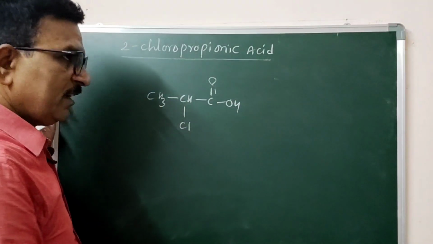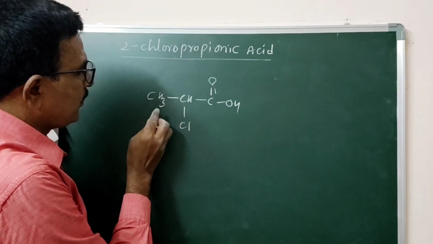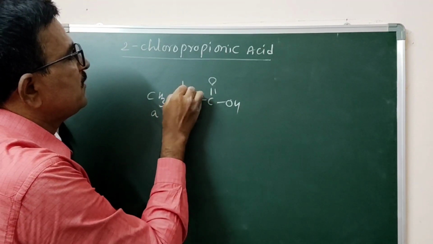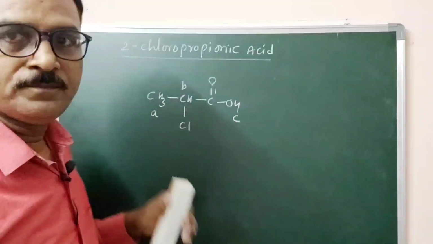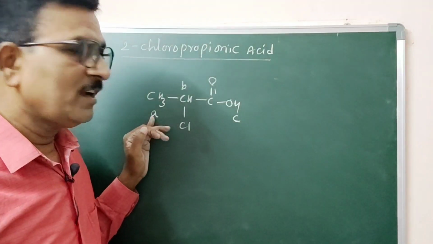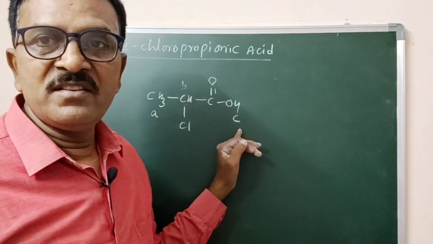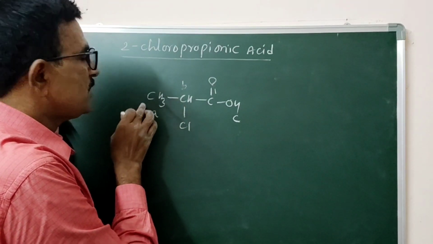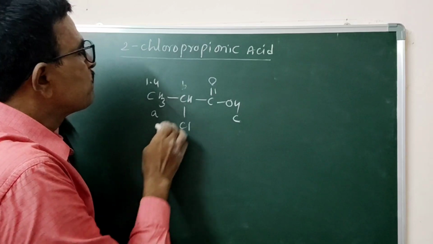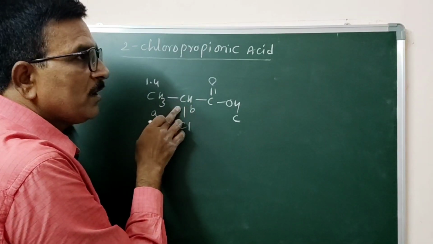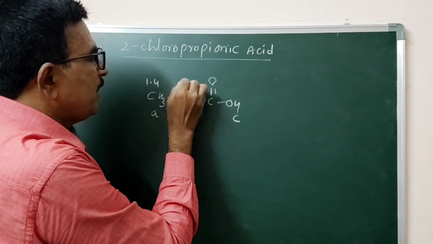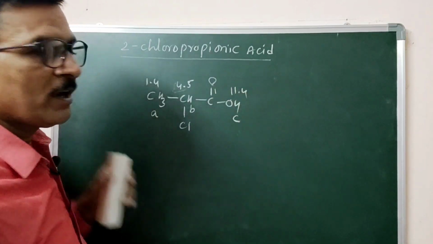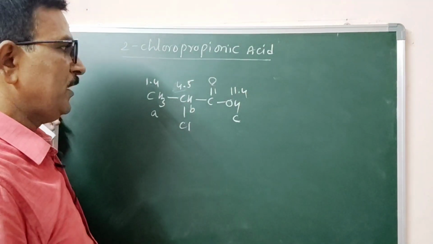Let us designate the nuclei. CH3 protons are equivalent, A. The CH proton is non-equivalent from CH3. This is the B proton. This is the C proton. There are 3 sets of protons: A set, B set and C set. The values are something like: CH3 proton signal appears at 1.4 ppm, CH proton signal appears at 4.5 ppm, and 11.4 ppm for the carboxylic acid proton, a downfield value.